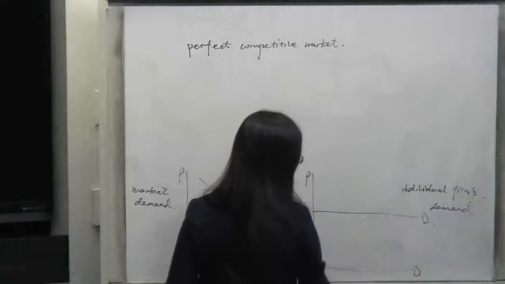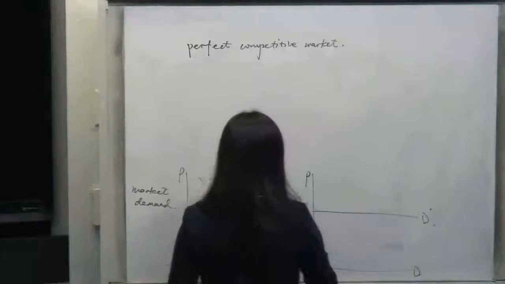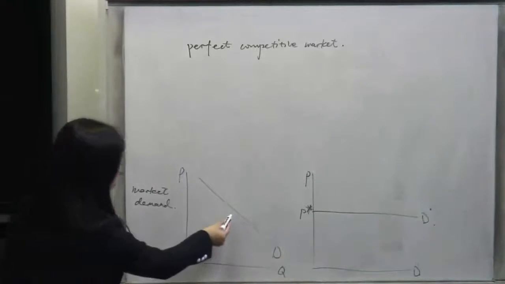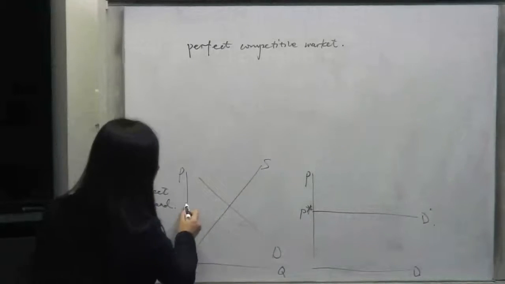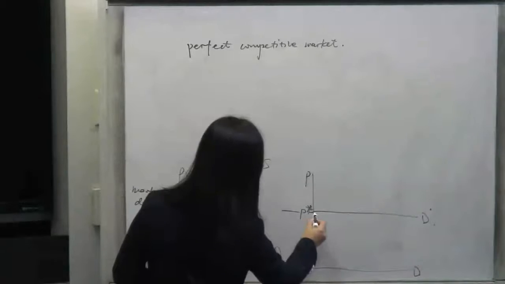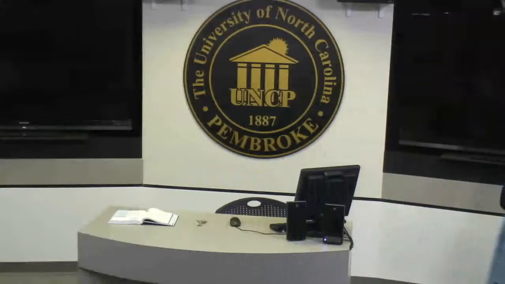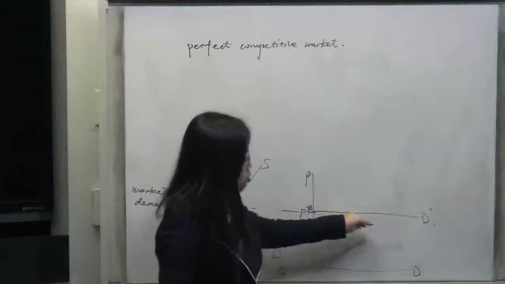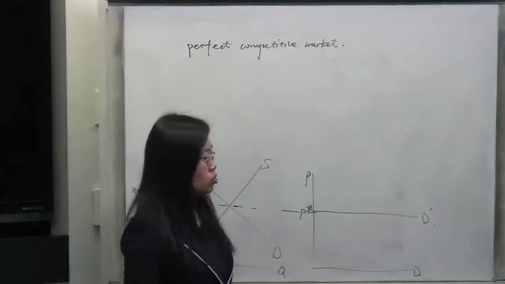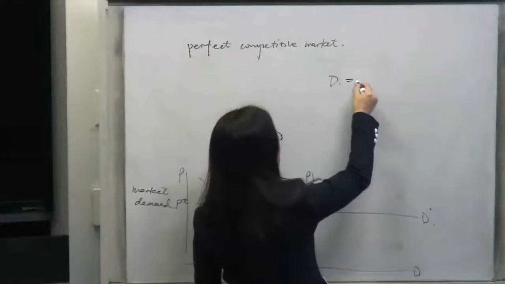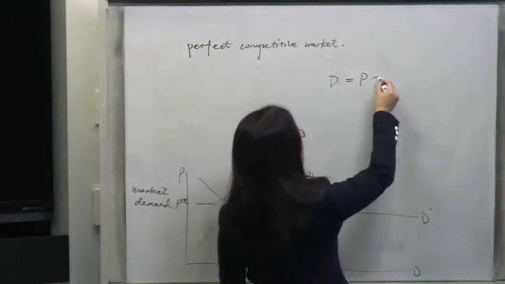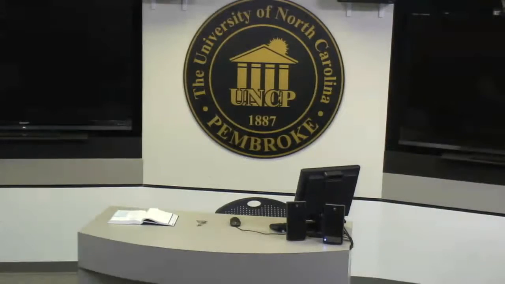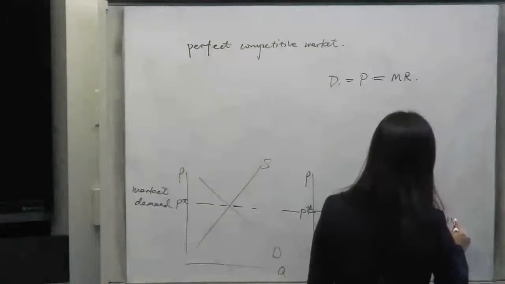One more thing here. Where does this price come from? It comes from the market. The market determines the equilibrium price, and then each firm has to take this price as determined by the market. This horizontal line not only represents the individual firm's demand, it is also the price. So the demand is also the price, and it's also the marginal revenue for this individual firm.